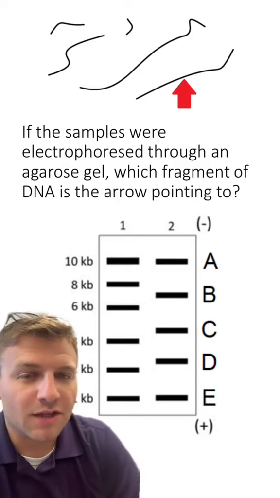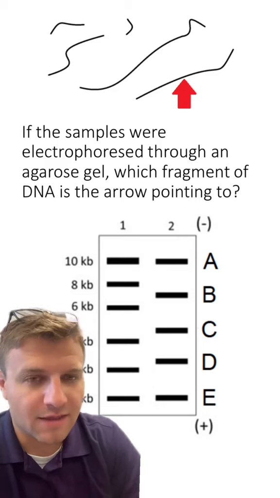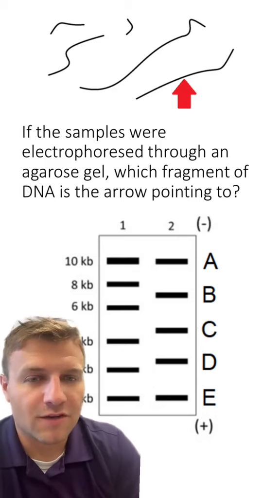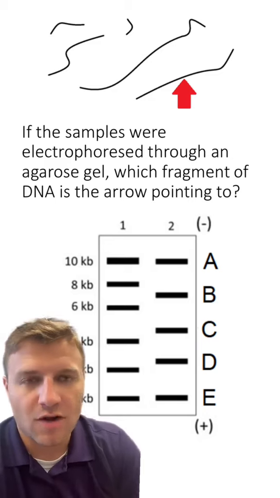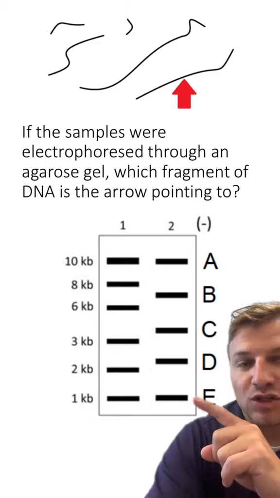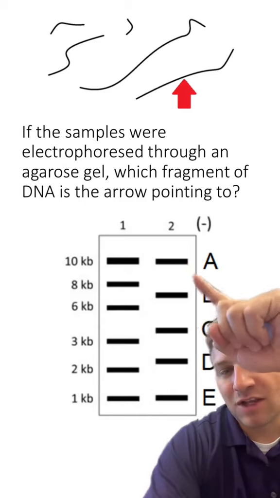Remember that the gel is going to separate DNA based on length. Shorter fragments are going to go the furthest, while the longer fragments don't travel as far. So you can see here, E is the shortest fragment, while A is the largest fragment.